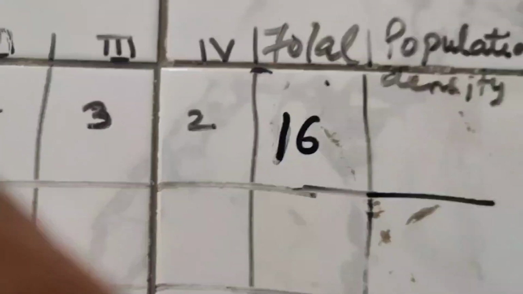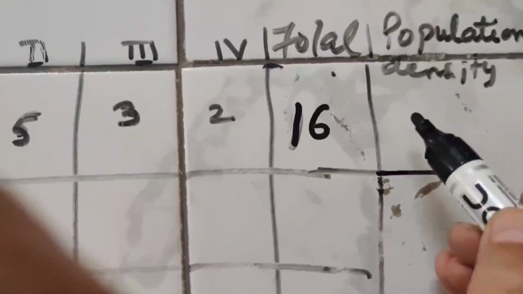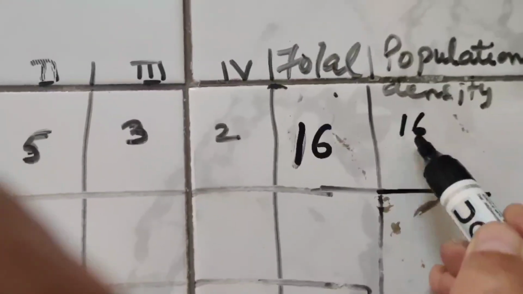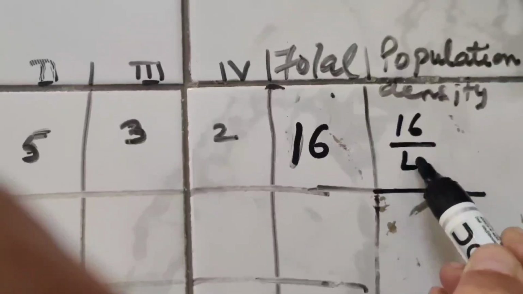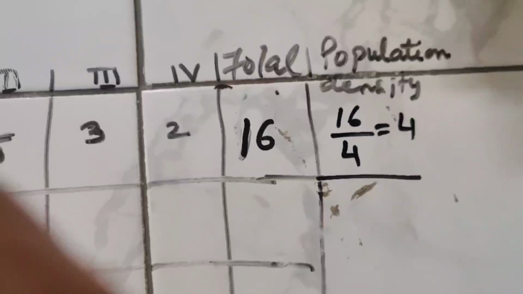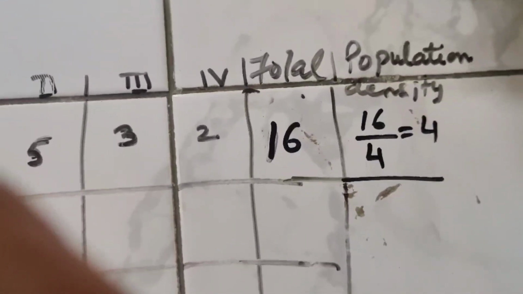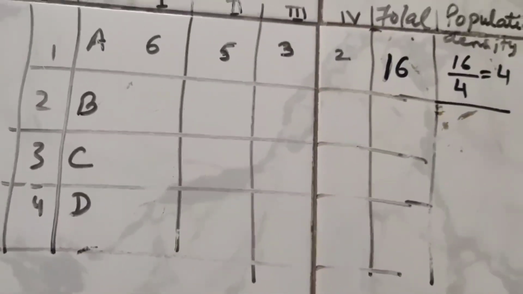Now we will calculate the population density by applying the formula: the total number of individuals of the species in all quadrants, that is 16, divided by the number of quadrants we are taking, total 4. So this will be 4. So the population density for species A is 4. Likewise, we will count species B in every one of the 4 quadrants, write the total and apply the formula. We do this for all 4 species.